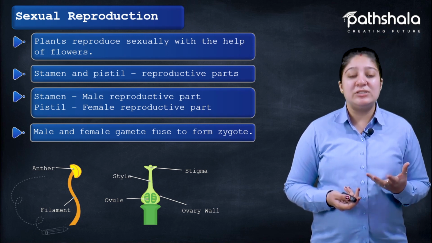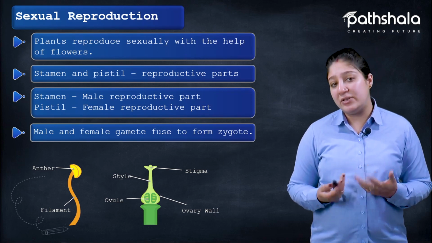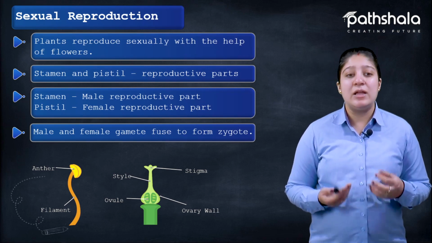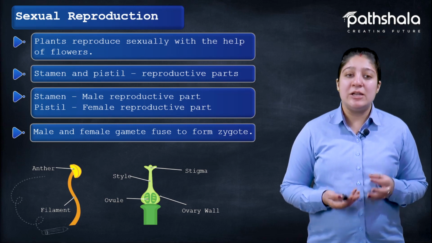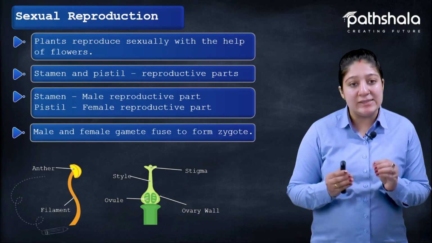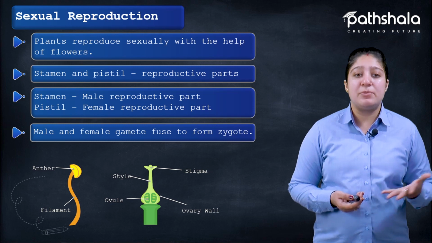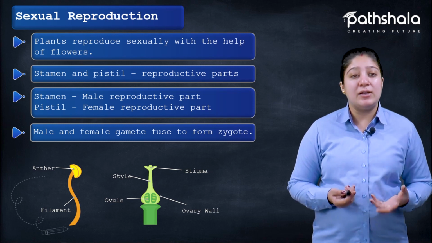Now, the ovary converts into fruit after the reproduction process, or we can say that after the fertilization process, the ovules convert into seeds, and from these seeds the other plants are formed. So that is how sexual reproduction takes place in plants.